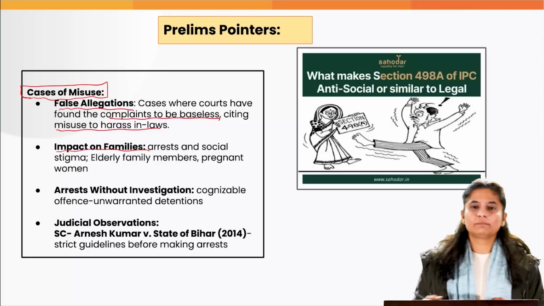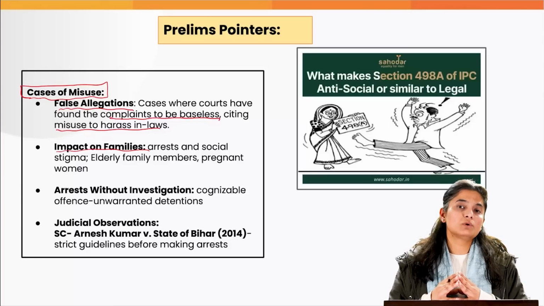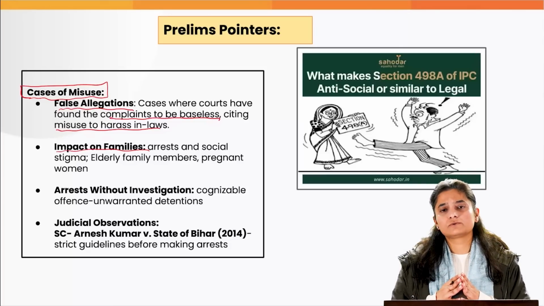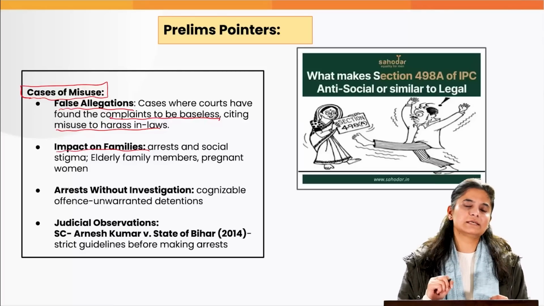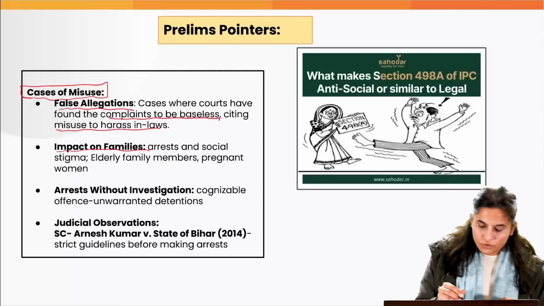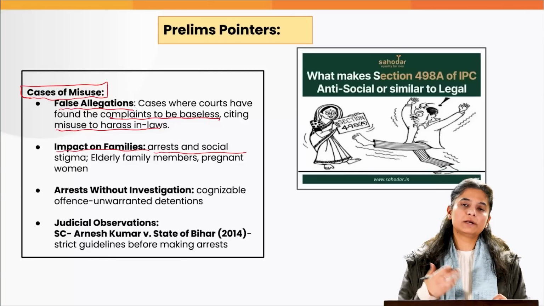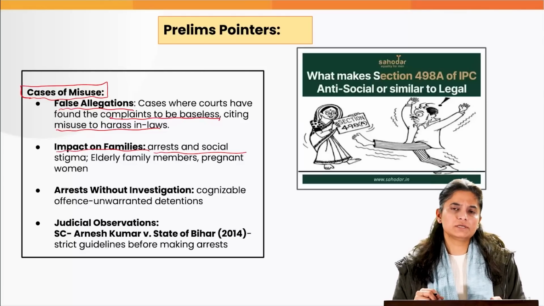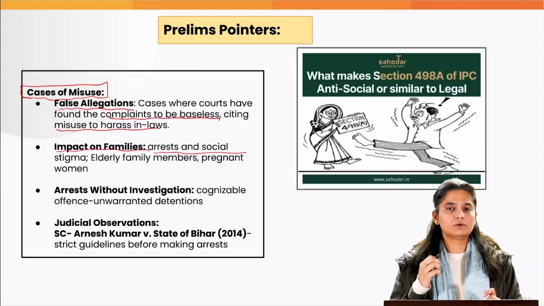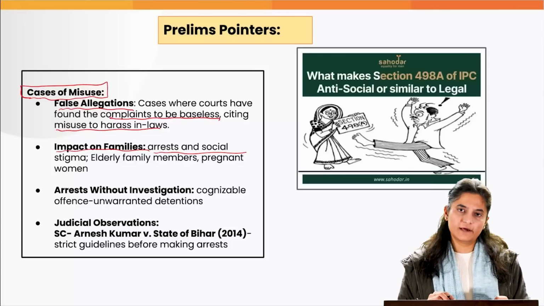Second, there is impact on families. Sometimes some of the family members and in-laws are quite old, of old age, suffering from many infirmities. Some of them could be women. Some of them could be pregnant women also from the other side. But when the wife's side registers a case, they all get into the case and they have to go through the proceedings. So police makes arrests and there is also an element of social stigma. Because if anybody gets arrested, there is a social stigma and presumption by a section of the population that they must have done something. So they lose reputation, apart from the arrest that they go through and the torture and the harassment that they have to face.